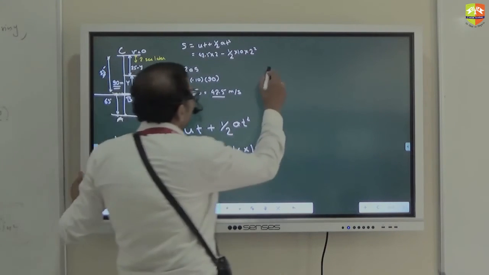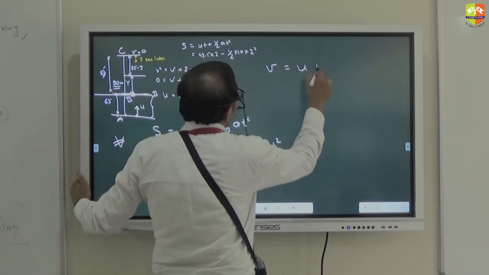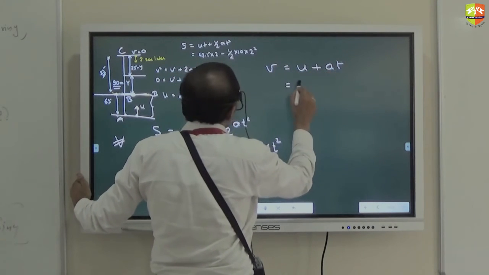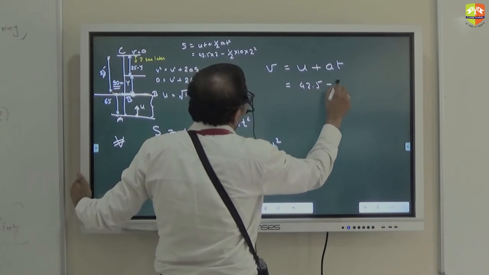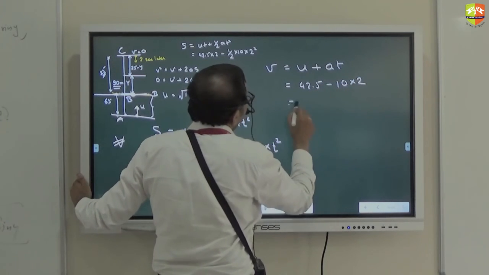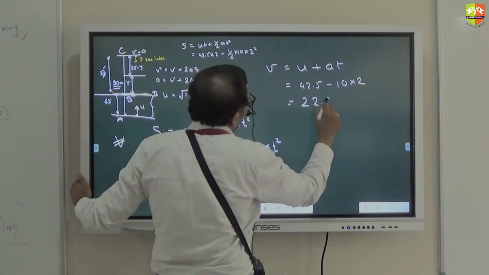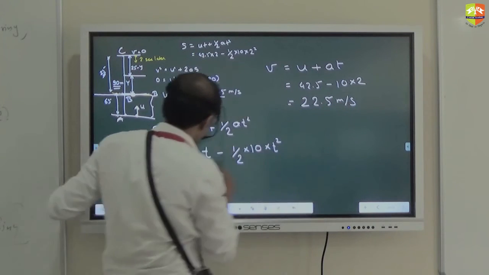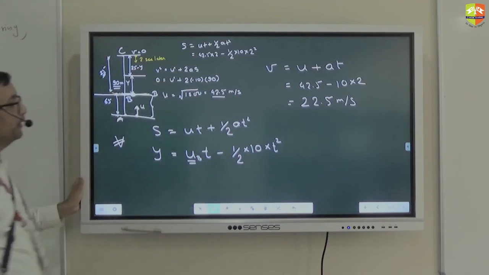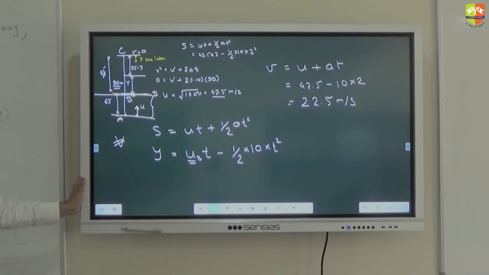My initial velocity is 42.5 minus 10 into 2. So I am getting it as 22.5 meters per second. So this UB is 22.5 meters per second. And all of you understood this? Okay.